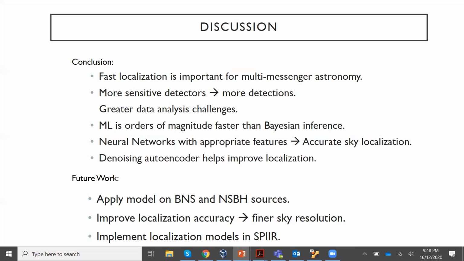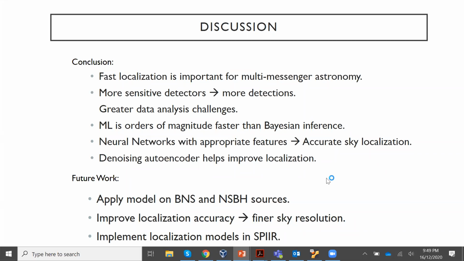So in conclusion, I'd like to mention that fast localization is important for multi-messenger astronomy. And as the detectors become more and more sensitive, there are going to be more and more detections, which means greater data analysis challenges. The advantage that machine learning has over Bayesian inference is that it is orders of magnitude faster. And I have shown that neural networks, if we have the appropriate features, can give very accurate sky localization. Also, the denoising autoencoder helps further in improving the localization.